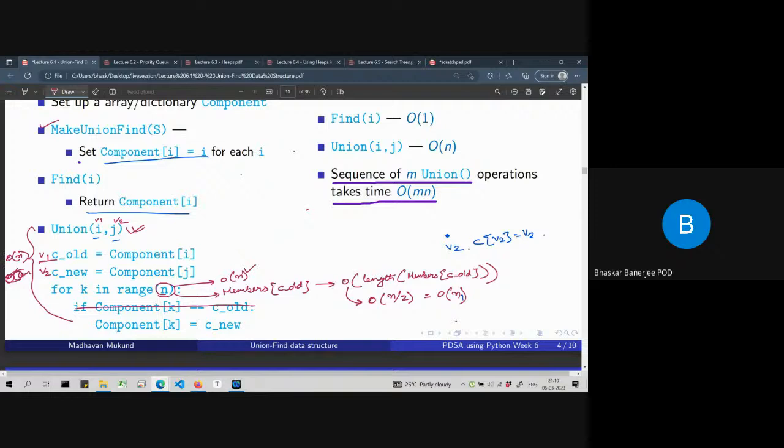Getting what I'm trying to say? So on a graph with, let's say, 1000 vertices and only two components, you have to merge it using the union function. In that case, members of C old would be anyway large, because it can have a lot of elements. If I equipartition it, it would be around n by 2, and that would definitely give you order n time. So at worst case, even by using the members dictionary, I can boil down to order n time only. So there is no advantage like that.